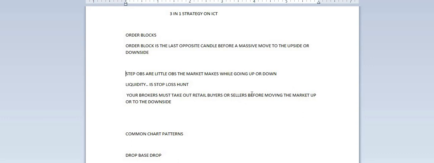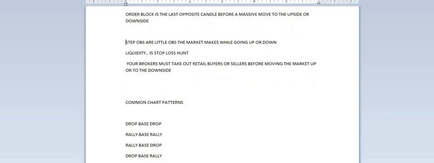We talked about that. For the market to move to the upside or to the downside, they have to take out liquidity. So let's talk about some common chart patterns. We have drop base drop, rally base rally, rally base drop, and drop base rally. These chart patterns, you always see them on the market. We'll be spotting these while trading, even on lower time frames.